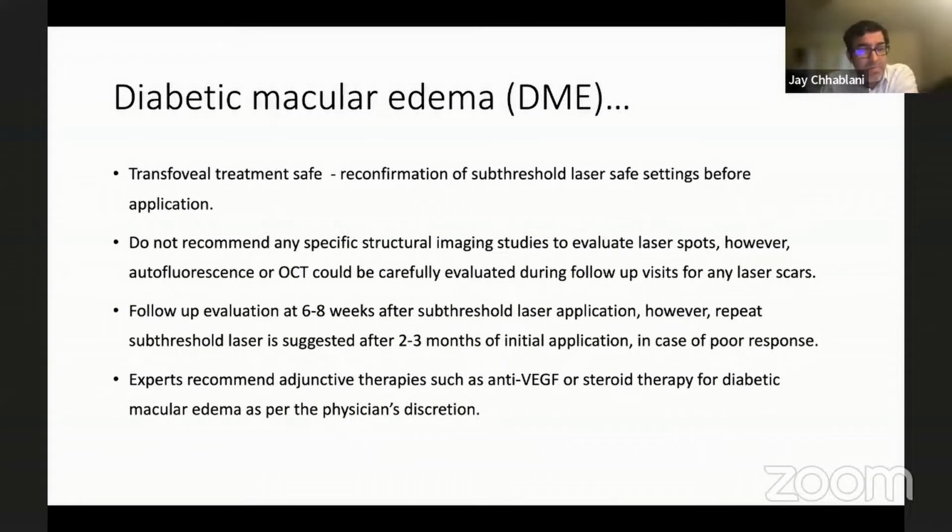We recommend follow-up evaluation at 6 to 8 weeks after the subthreshold laser. However, repeat subthreshold laser is suggested after 2 to 3 months of initial application in case of poor response.